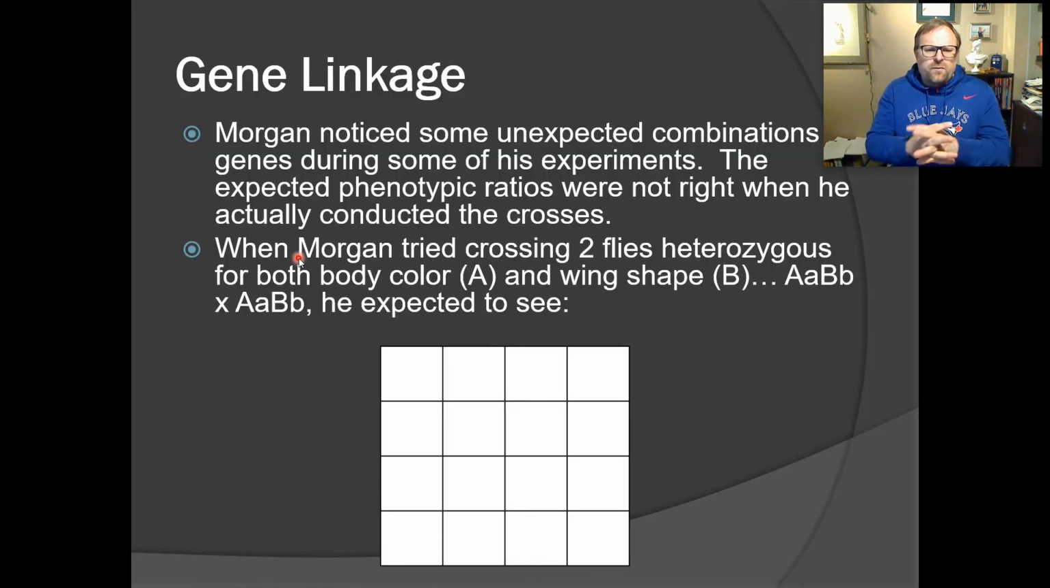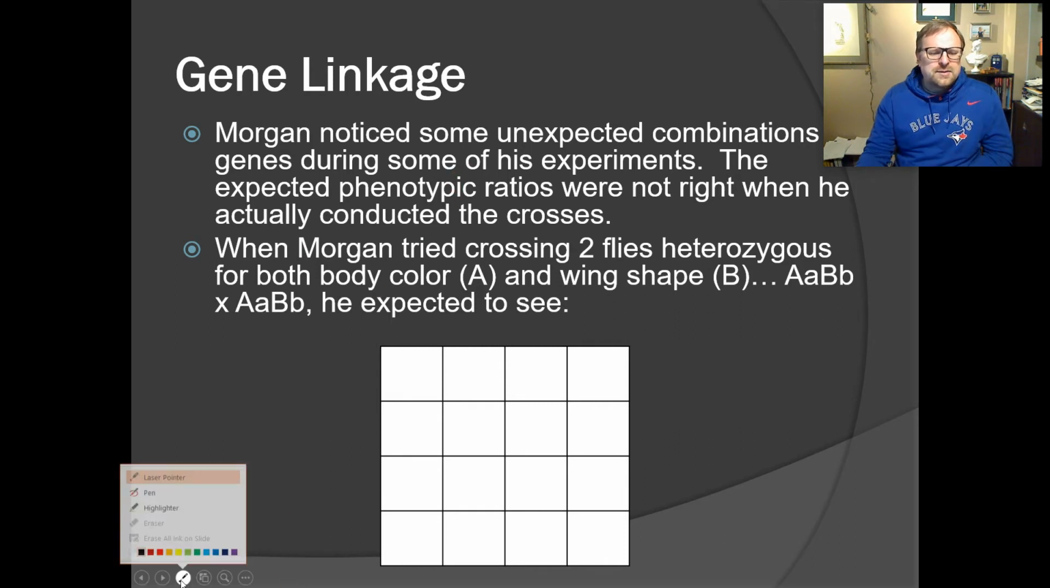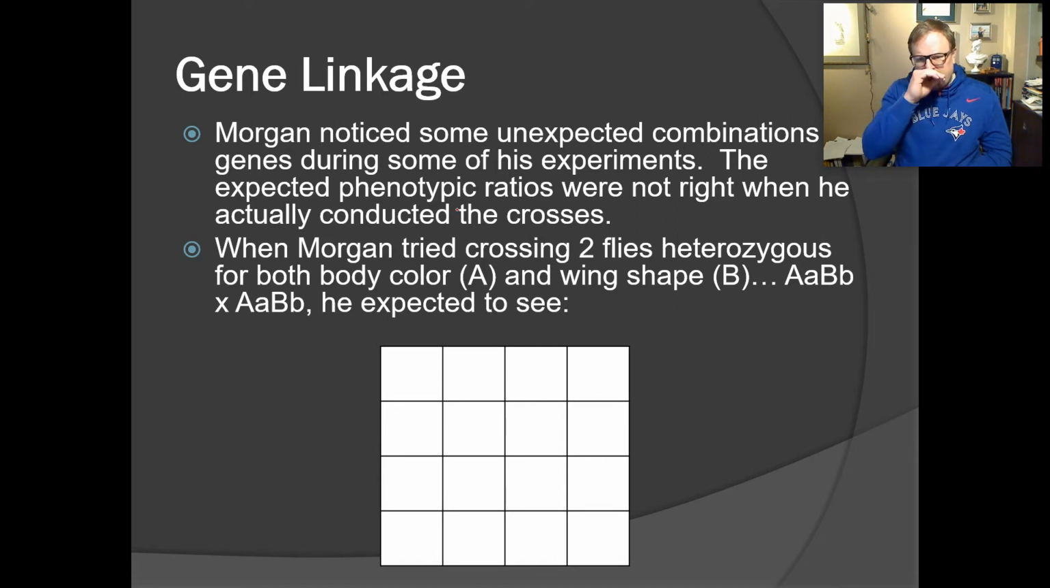So we'll fill out a table here, and we'll work with some numbers again. We're going back to Morgan and some of his experiments. Morgan noticed some unexpected combinations of genes during his experiments. The expected phenotypic ratios were not right when he actually conducted crosses. That led him to sex-linked characteristics. It also led him to his ideas of gene linkage.